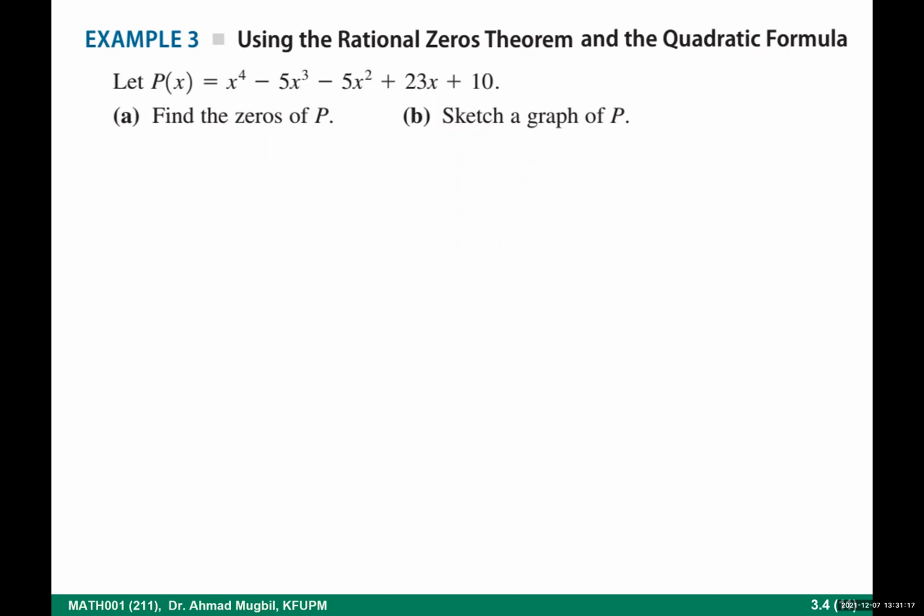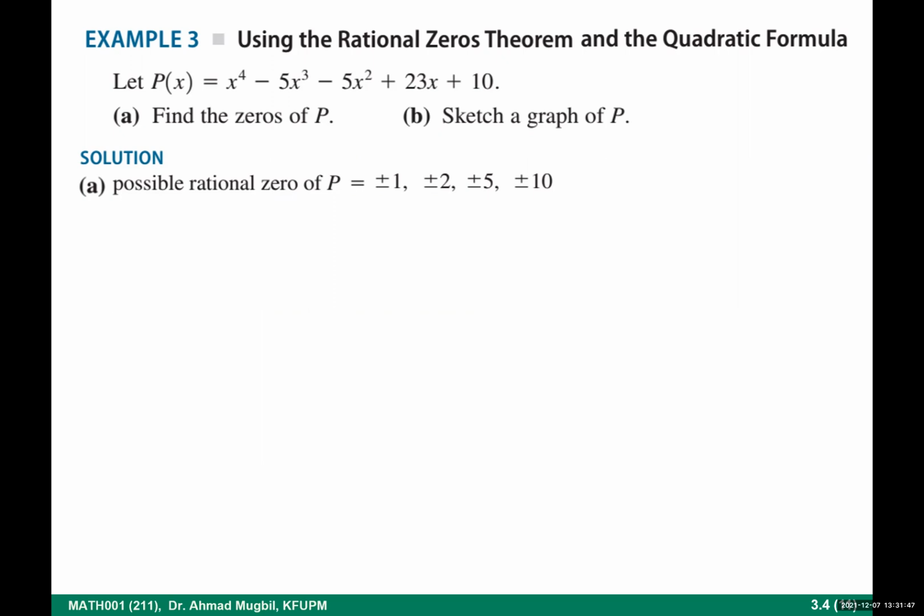You need to start with the possible rational zeros. So you need to apply the rational zeros theorem. We are lucky because the leading coefficient is 1, so we just look at the constant coefficient. What is the constant coefficient? 10. What are the factors of 10? We have positive or negative 1, positive or negative 2, positive or negative 5, positive or negative 10. So we have 8 candidate numbers to be rational zeros.